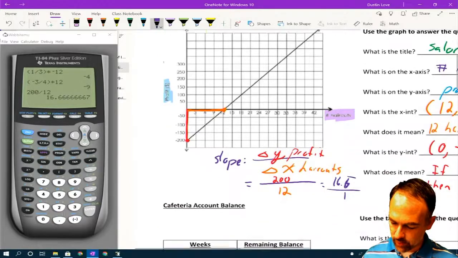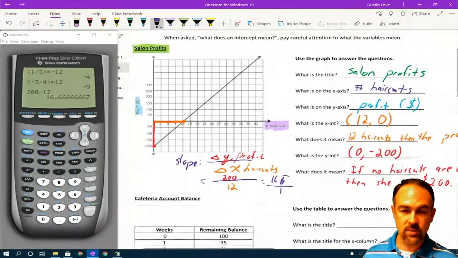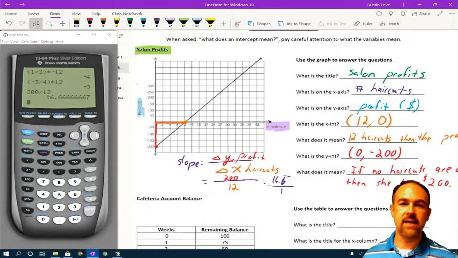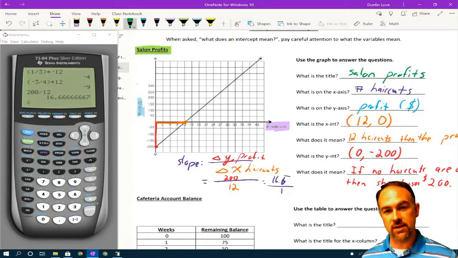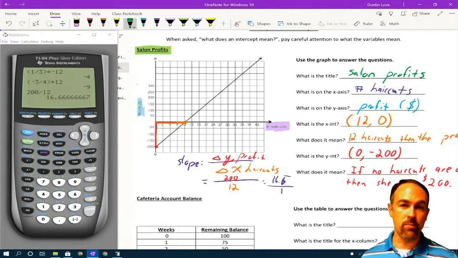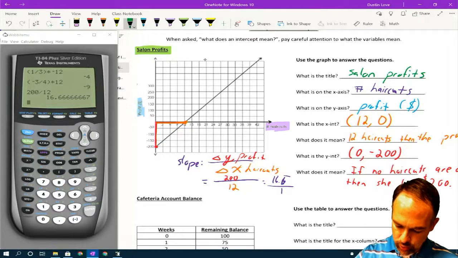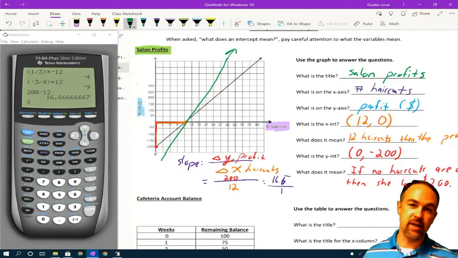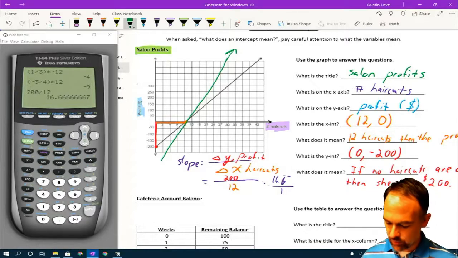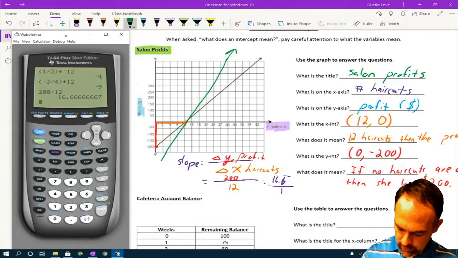So again, the point is that on all these, the x-intercept, the y-intercept, and even the slope has a meaning. That would be important if our hairdresser is trying to decide how she wants to make more profit, because maybe she would want to make her line look more like this. If it has a steeper slope, that means she's making more money per haircut, which means she's making more money over time, which would be very helpful to her business. So, let's go ahead and move on to our next one.